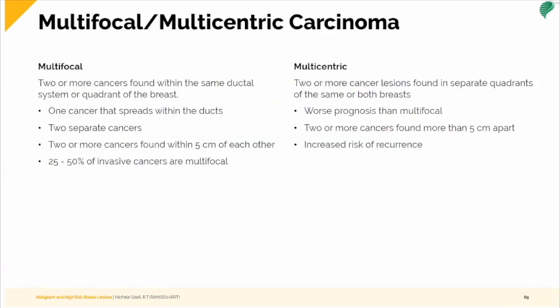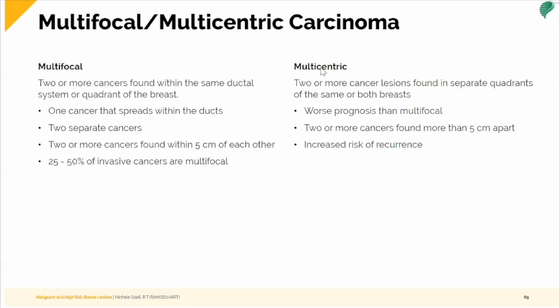As a breast sonographer, it's always important, after you find the target lesion, to scan around the area to be sure that there aren't any extensions or separate smaller cancers. So if it's multifocal, it'll have 2 or more cancers found within the same ductal system or quadrant of the breast. And that would be one cancer that spreads within the ducts, or 2 separate cancers. 2 or more cancers found within 5 centimeters of each other. This happens in 25 to 50% of invasive cancers.